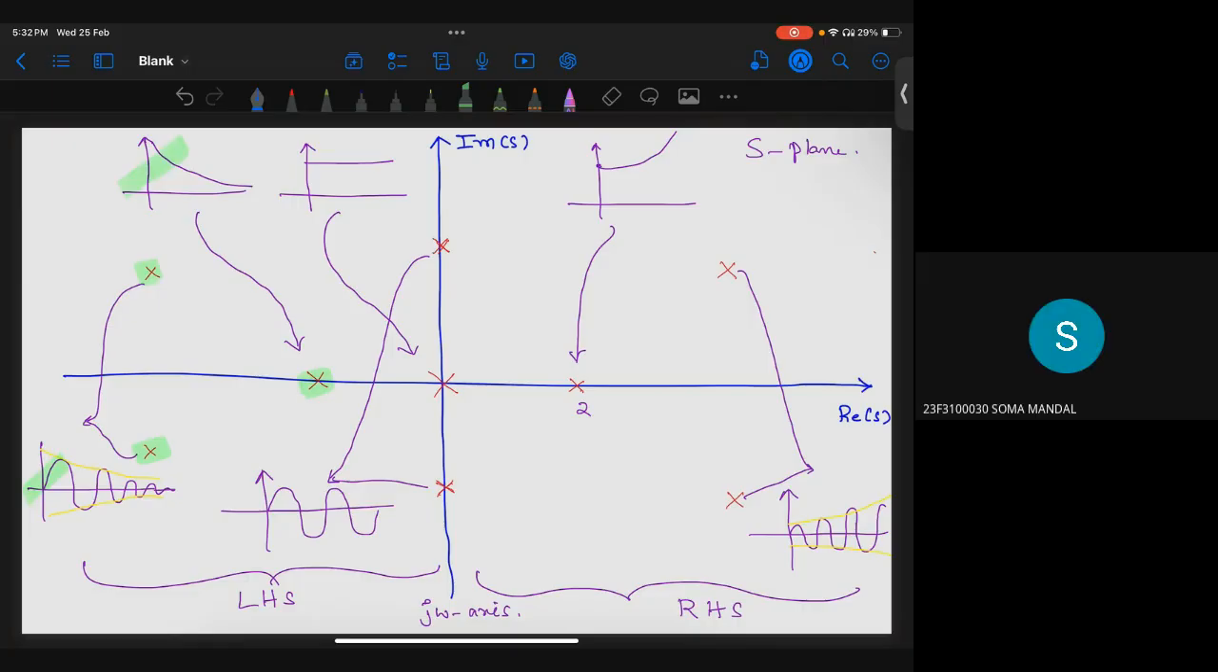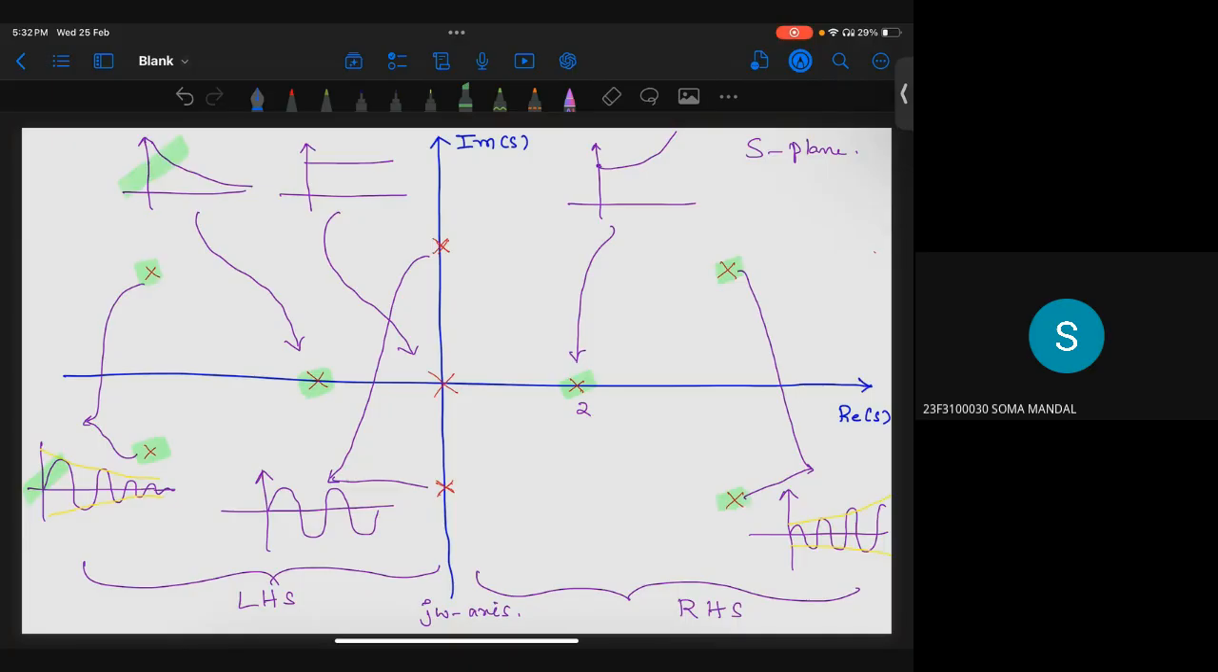All goes to 0. Whereas their opponents here, this one, this one, this one, what is happening? Goes to infinity. They are exponentially increasing.